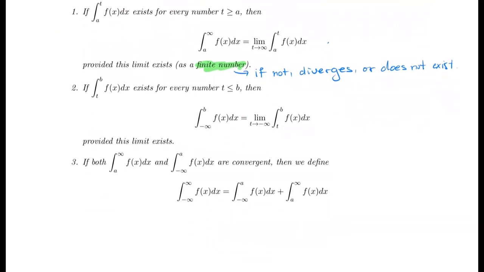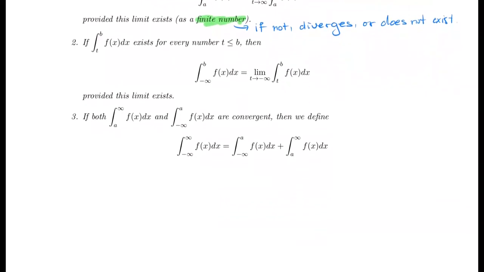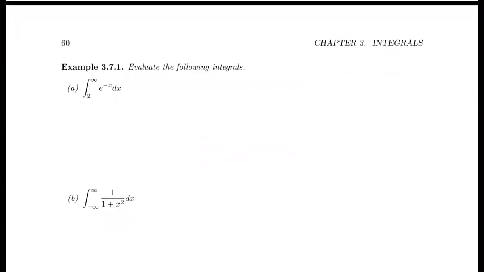So one more case, if both the integral from a to infinity of f of x dx and the integral from negative infinity to a of f of x dx are convergent, then we define this expression here. So we say that the integral from negative infinity to infinity of f of x dx is the sum of these two integrals. So if both of these are convergent, then this would also be convergent in the end, right? So let's have a look at some examples.